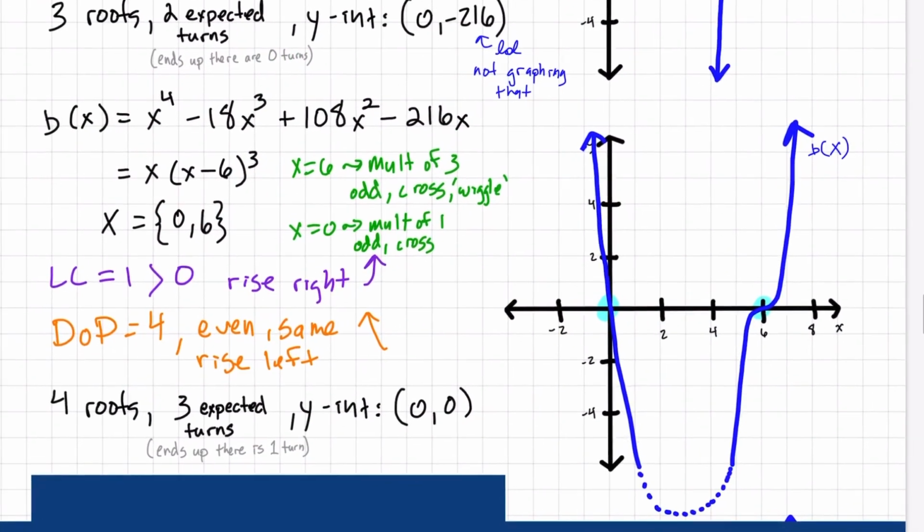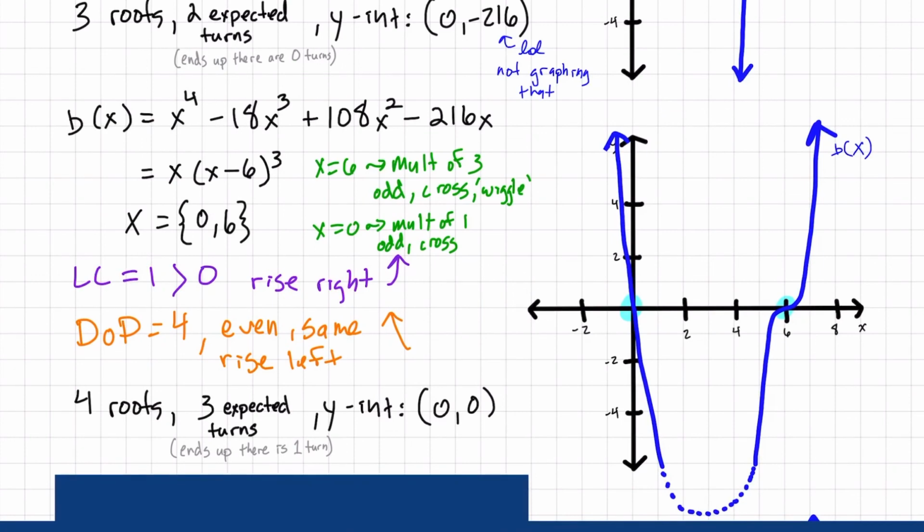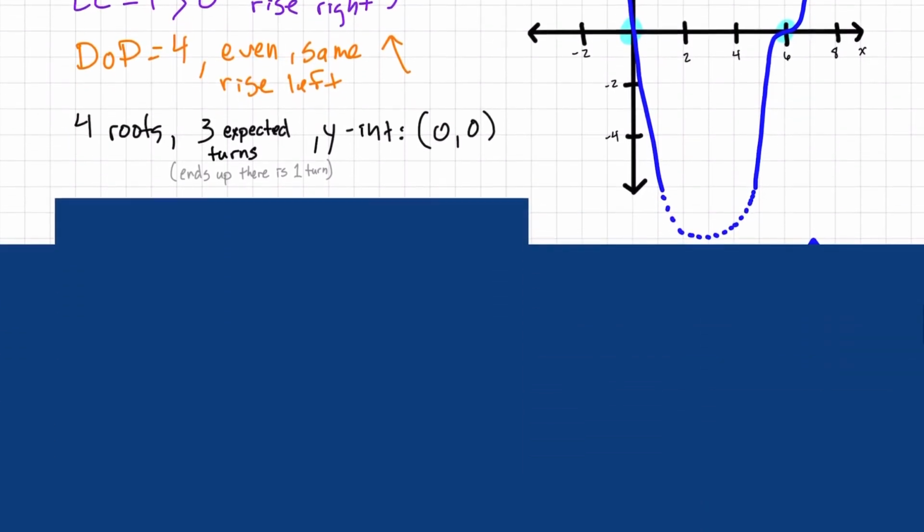So what's happening is I have a multiplicity of 3 at the root x is 6, and then a multiplicity of 1 when x is 0. So it's going to cross through at 0, and we'll also cross at 6, but we'll do that bit of a wiggle. And it starts high and ends high, so it comes through like this. Now I have dots in here because it goes way down there. All right, next.